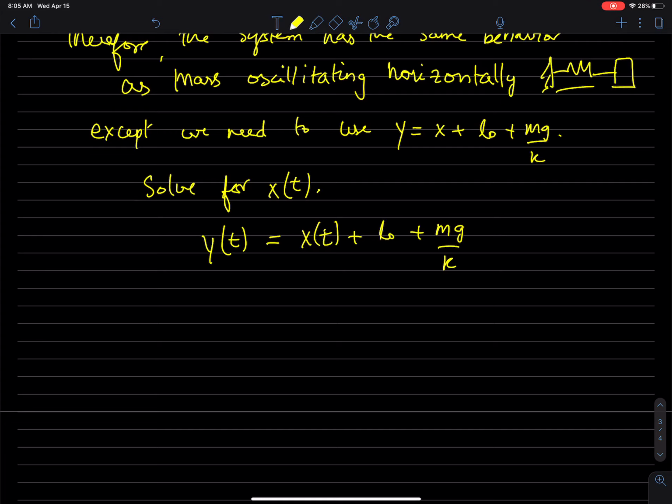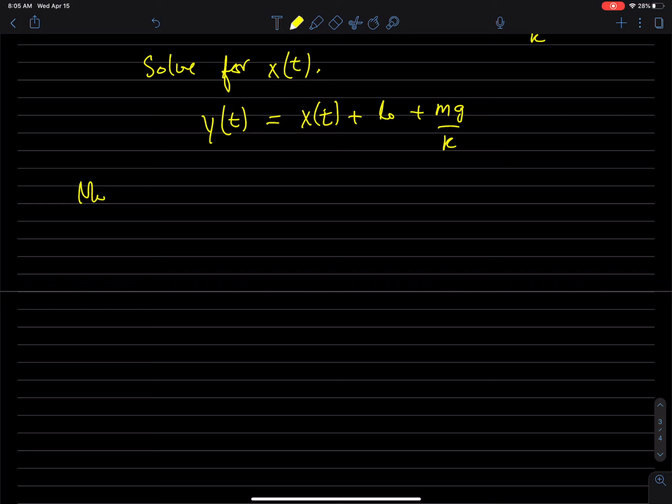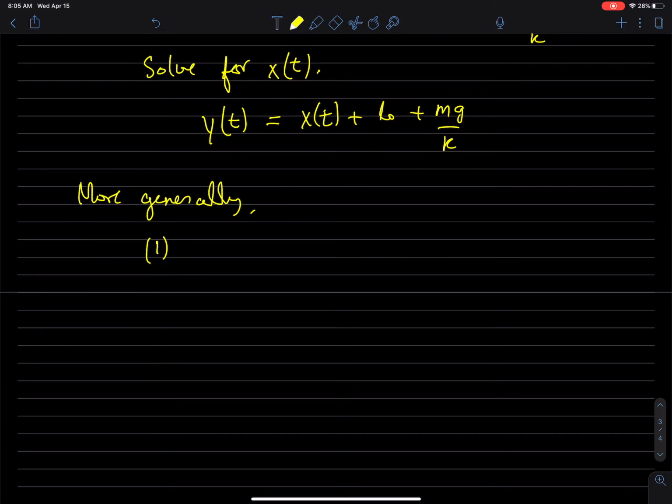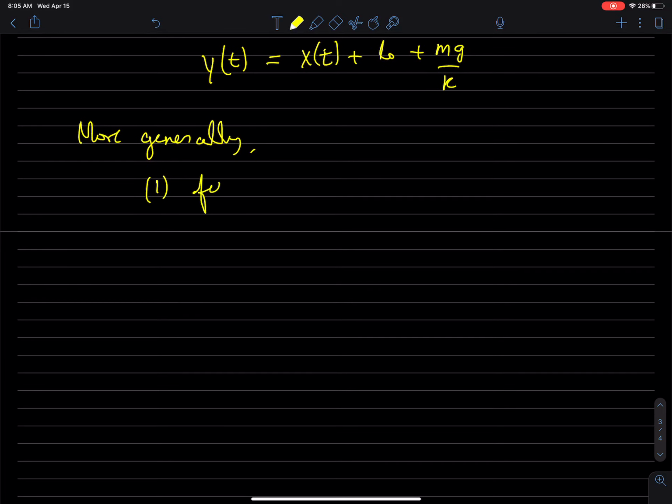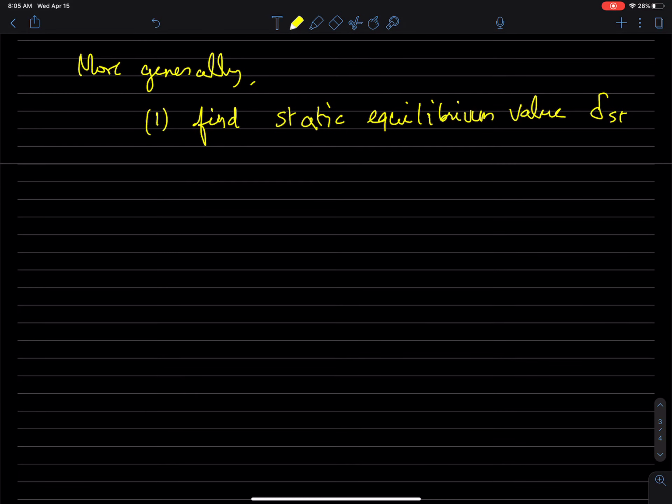Okay, more generally, step 1 is find static equilibrium for whatever system, by setting all the dot terms to 0.